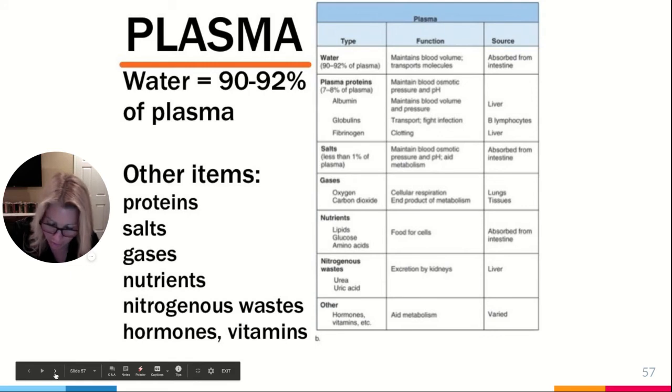Okay, but write those contents down: gases, nutrients, salts, proteins, waste, hormones, and vitamins. All right.